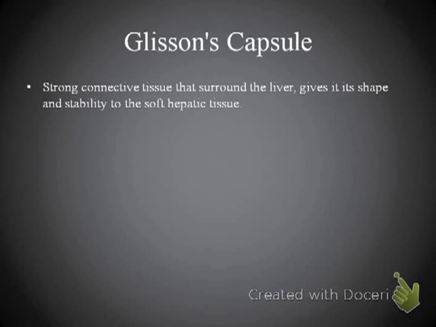Glisson's capsule. It's a strong connective tissue that surrounds the liver, gives it its shape and stability to the soft hepatic tissue. So basically, as we see, without Glisson's capsule, there would be really no structure to the liver, and it would kind of just spill out all over the place. And Glisson's capsule is what actually forms the structure of the liver and holds it in place. So it's very important.